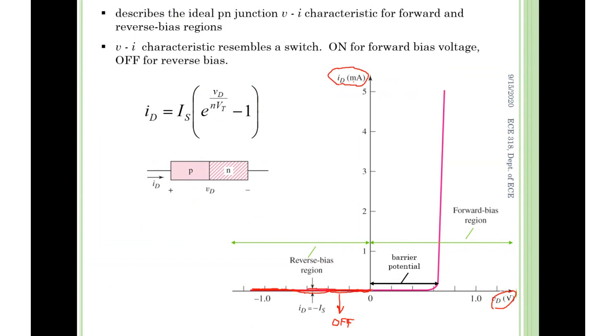However, you exceed the zero boundary and reach the forward biased region here. However, it remains off. Does it make sense? It remains off because, as I said, your forward bias voltage needs to be big enough to turn it on. This is telling you exactly the same thing. When the forward bias voltage is not big enough, guess what? It remains off until you increase your voltage beyond the so-called barrier potential. The barrier potential is around here. Obviously, this is what we call the cut-in voltage. From this voltage on, the diode is turned on.